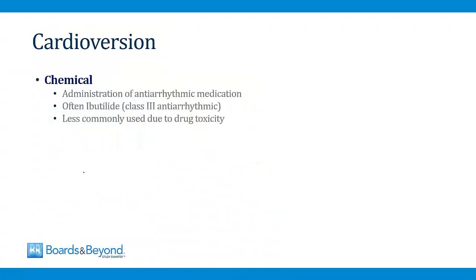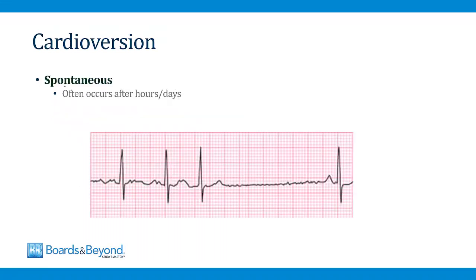Second option for cardioversion is chemical. We can use antiarrhythmic drugs to cause the patient to convert from AFib to sinus rhythm. Usually the drug that is used is ibutilide. It's a class 3 antiarrhythmic drug that is relatively short acting. And in the modern era, we don't do this very often because after you administer ibutilide, you have to monitor the patient for drug toxicity. With an electrical cardioversion, as soon as the procedure is over, the patient can wake up from anesthesia and go home. And then the last type of cardioversion is spontaneous.